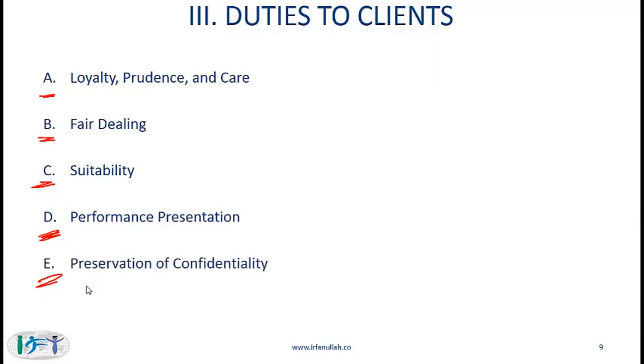3E, preservation of confidentiality. You must keep information about current, former, and prospective clients confidential. The only exceptions are the following. The information concerns illegal activities on the part of the client or prospective client. Exception number 2 is that disclosure is required by law. And exception 3 is that the client or prospective client permits disclosure of the information.